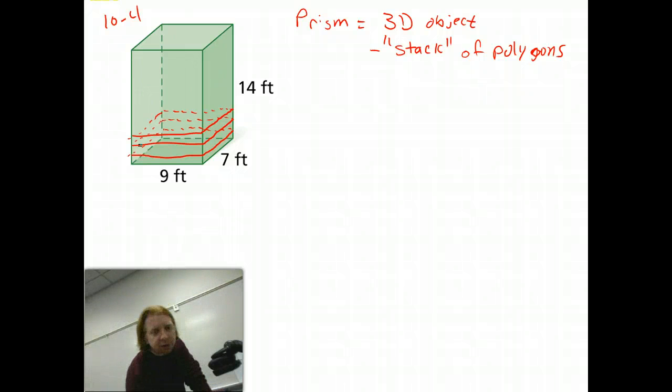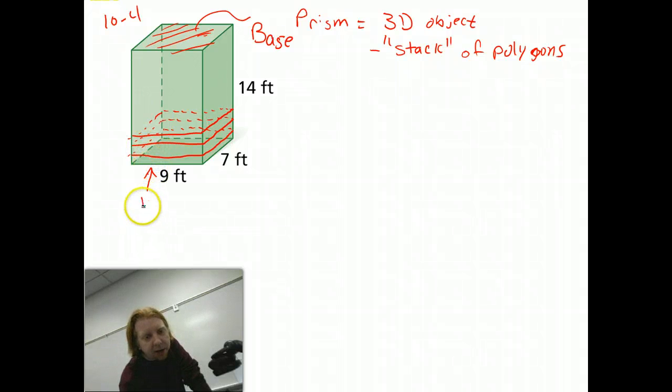Now, whatever that shape is that makes up part of the stack, that's the base. So for example, right here along the top, that rectangle is called one of the 2 bases. There's one at the top, and there's one at the bottom.